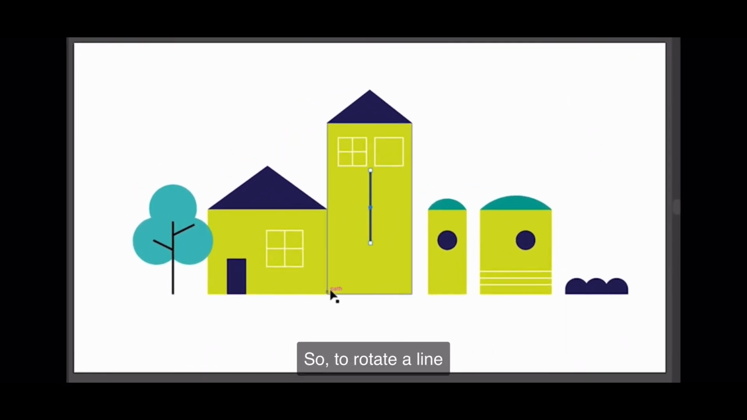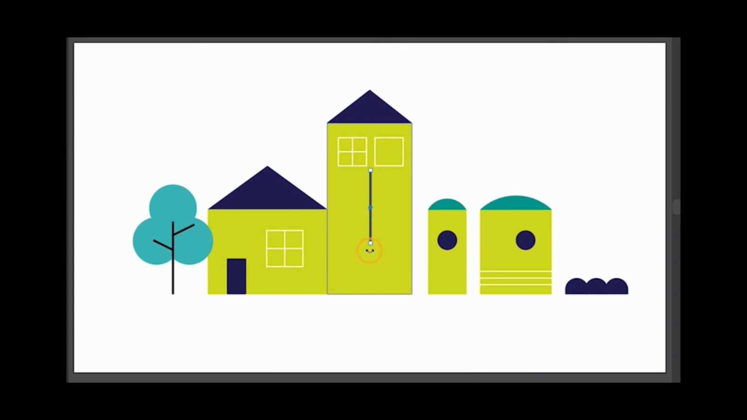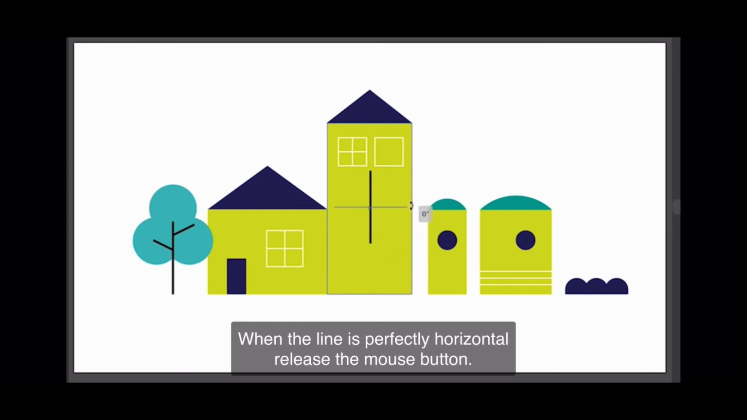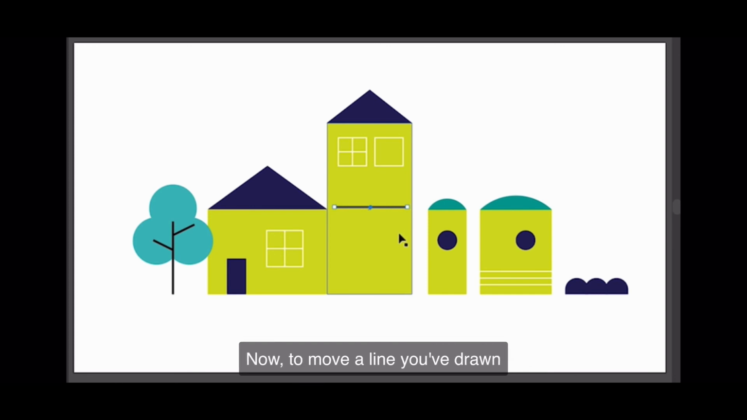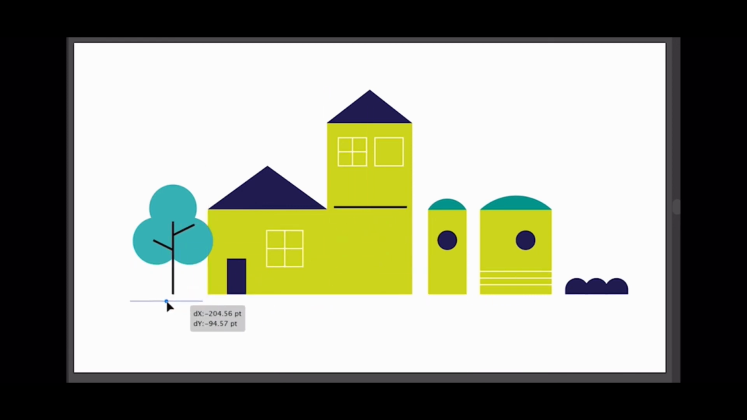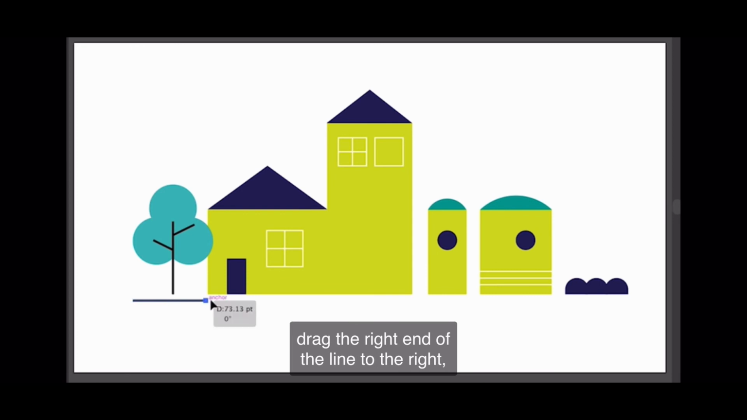So to rotate a line, move the pointer just off of one end of the line. And when you see a little rotate arrow appear, click and drag to rotate the line. When the line is perfectly horizontal, release the mouse button. Now to move a line you've drawn, you can drag it from this center point. So drag the line down below these buildings. To make the line longer, drag the right end of the line to the right.